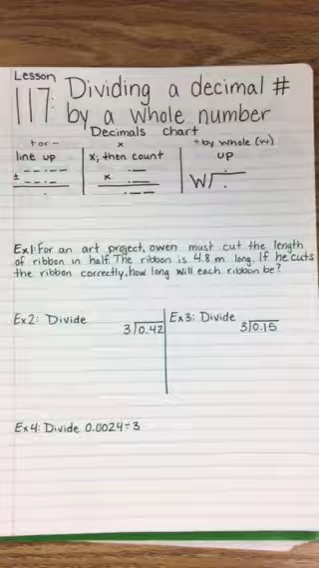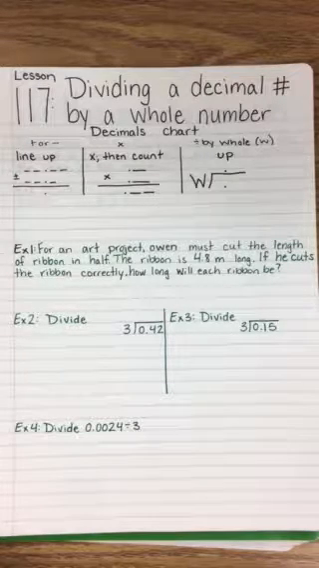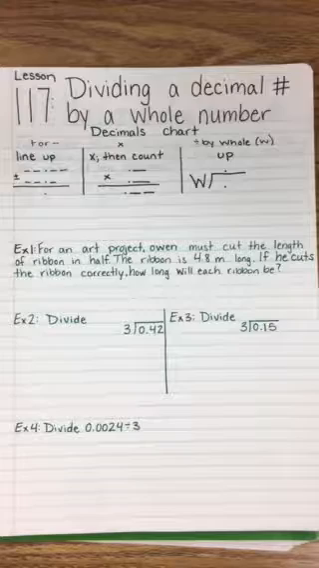Lesson 117. Dividing a decimal number by a whole number.